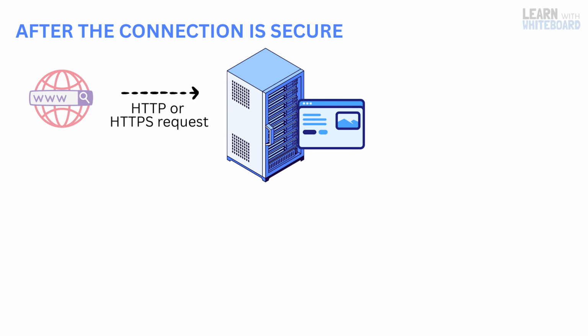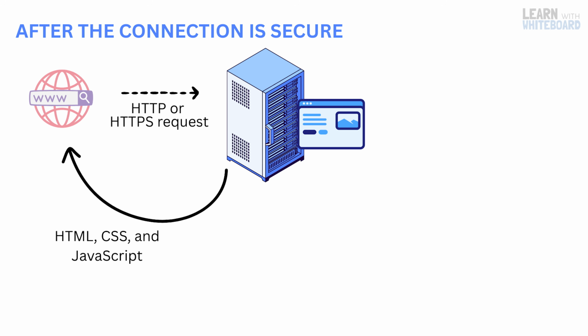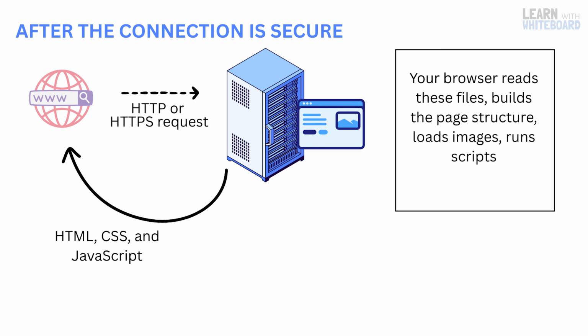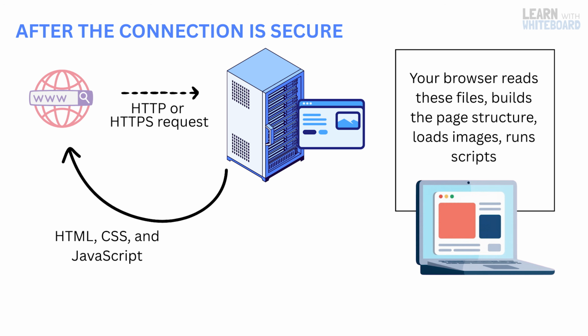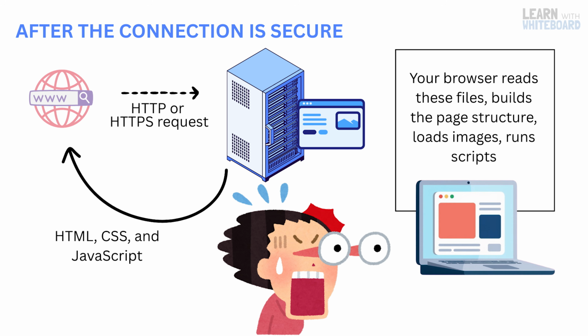The server then processes that request and sends back the website's files, usually HTML, CSS, and JavaScript. Your browser reads these files, builds the page structure, loads images, runs scripts, and finally renders the page visually on your screen. Yes, all of this happens in just a few milliseconds, involving multiple systems across the Internet working together.